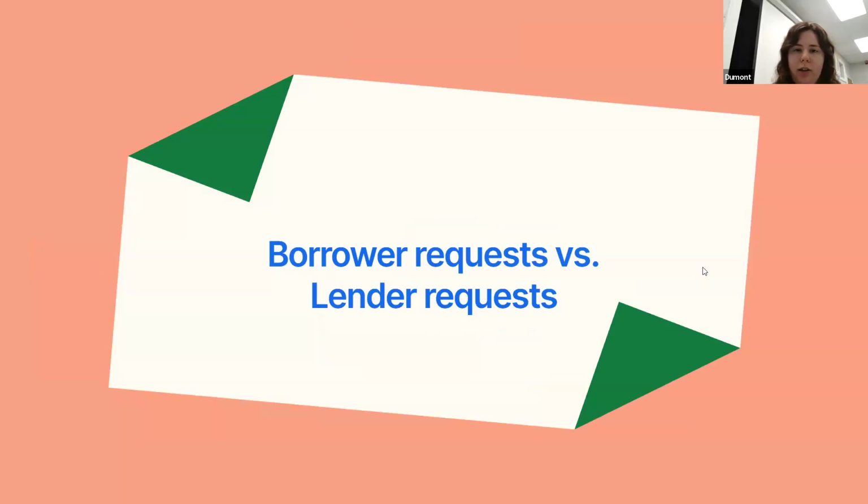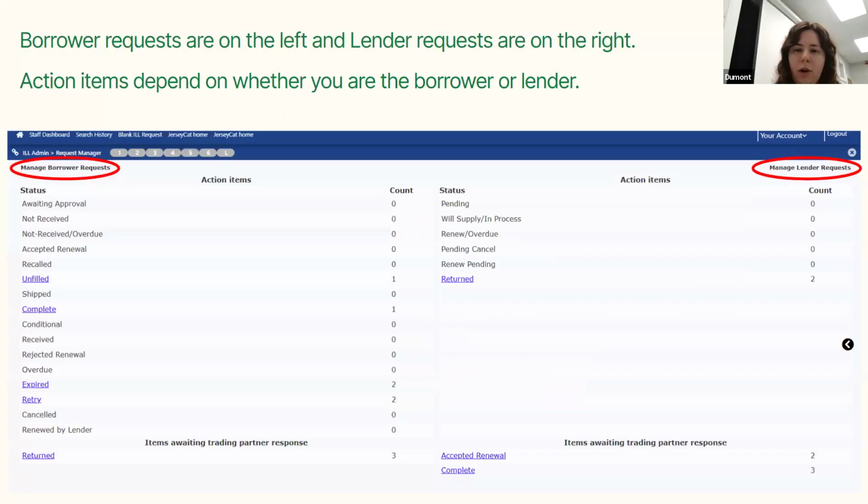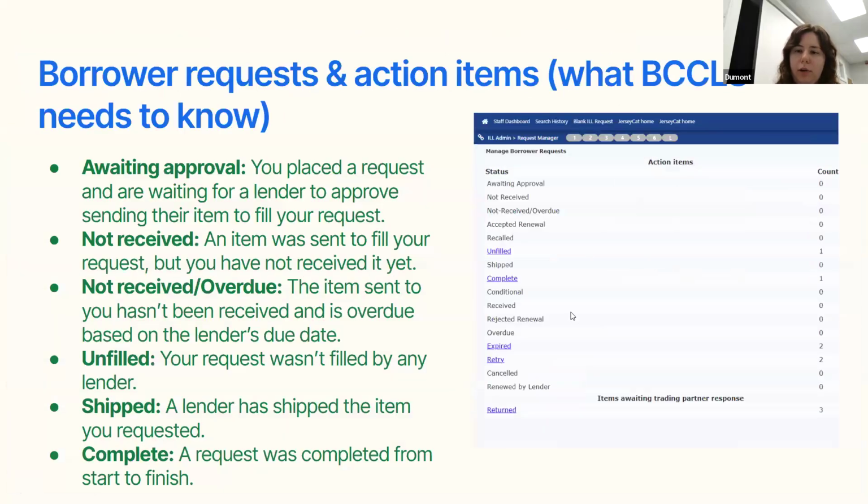So I am going to discuss, as Andrew mentioned, borrower requests versus lender requests. In your staff dashboard, in your request manager, you have, as Andrew mentioned, borrower requests on the left and lender requests on the right, and the action items will depend on whether you are the borrower or the lender. So I'm going to go through what some of these action items mean. I'm not going to address every single one because some of them you're just unlikely to see, but I am going to address the ones that are important for us to know.